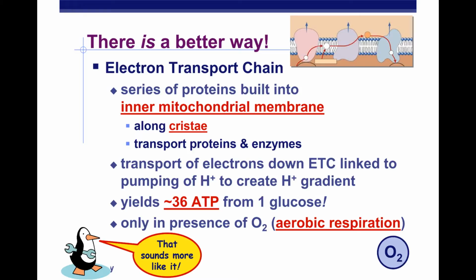This whole process, and when I say whole, I mean the ETC part of it, can yield about 36 ATP from each glucose molecule. Up until now, we've only been getting about 4, so 36 sounds really good. The catch, though, is that it's only in the presence of oxygen. So if there's no oxygen, there's no ETC. We're not moving on. You still have to make do with your 4 ATP that you created via glycolysis and Krebs cycle.